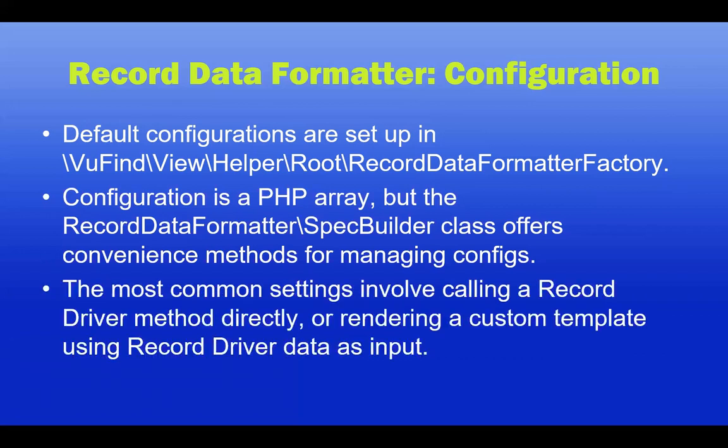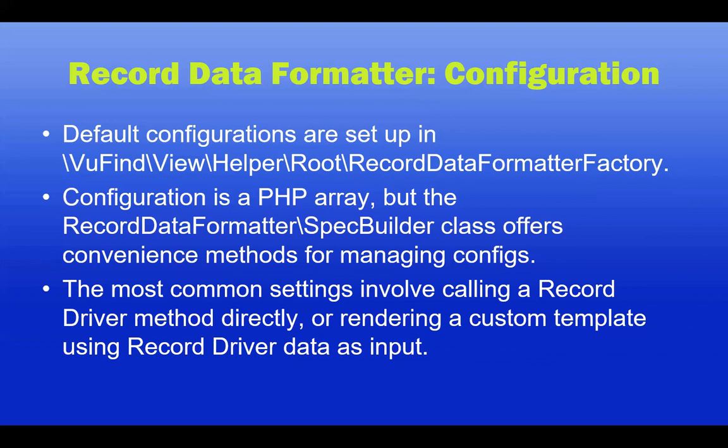The most common ways of describing fields in this configuration are either just specifying there's a method on the record driver, call that and display all the values you get back from it, or in a slightly more sophisticated way, rendering a custom template. So call a record driver method and then render this template using that data as input. The direct method approach is useful if you just want to display a value and you don't need to do anything special with it.